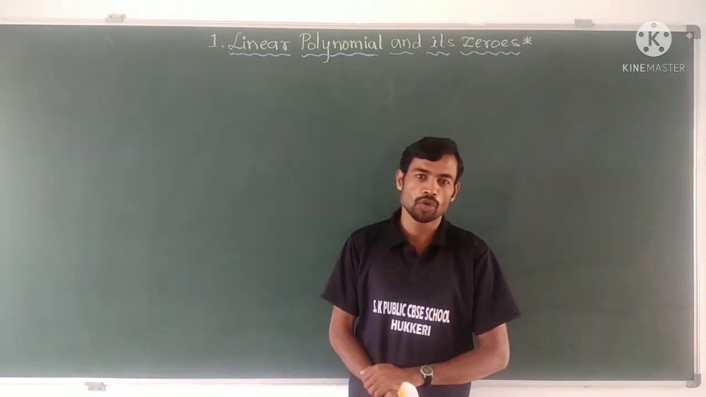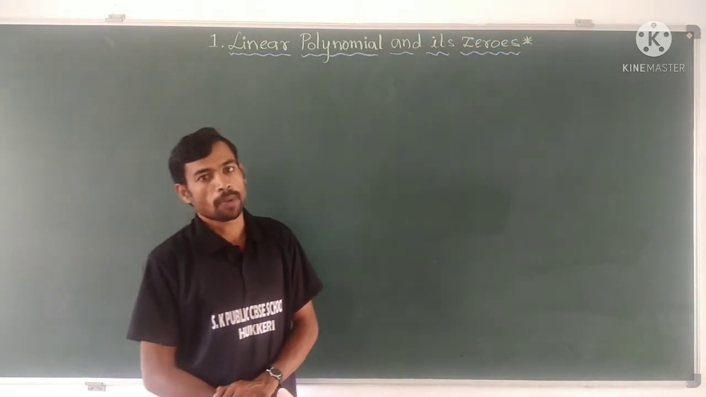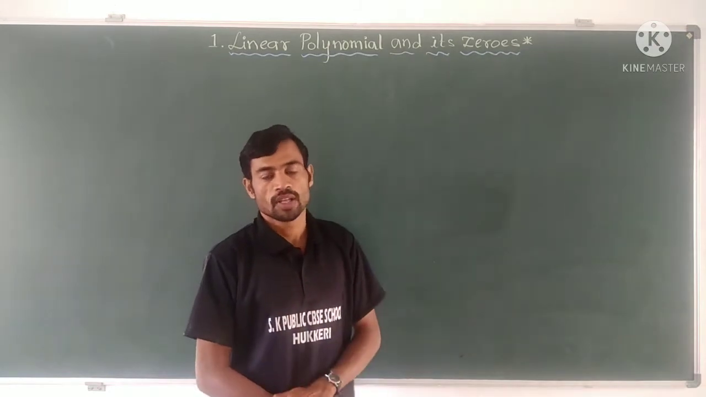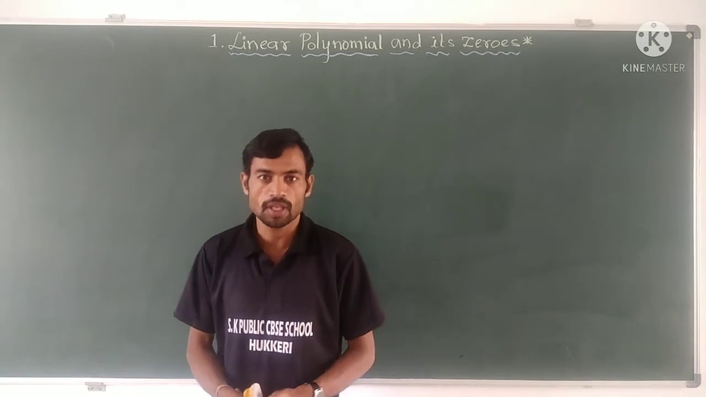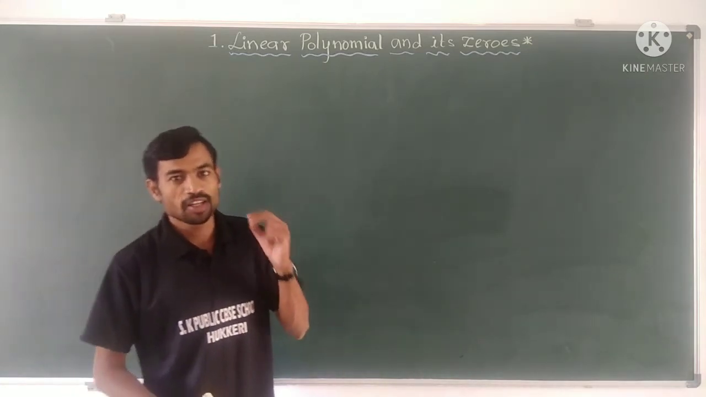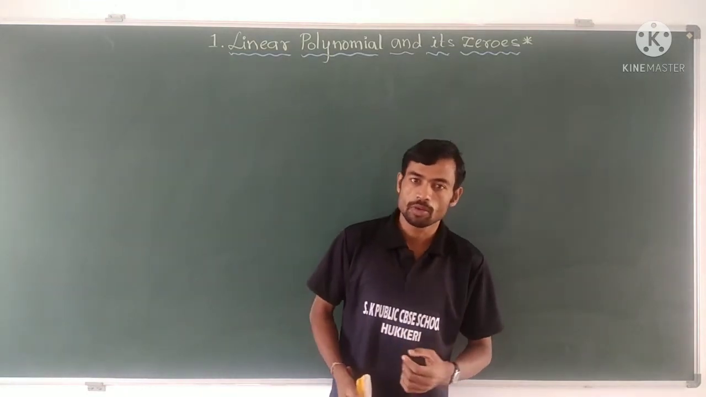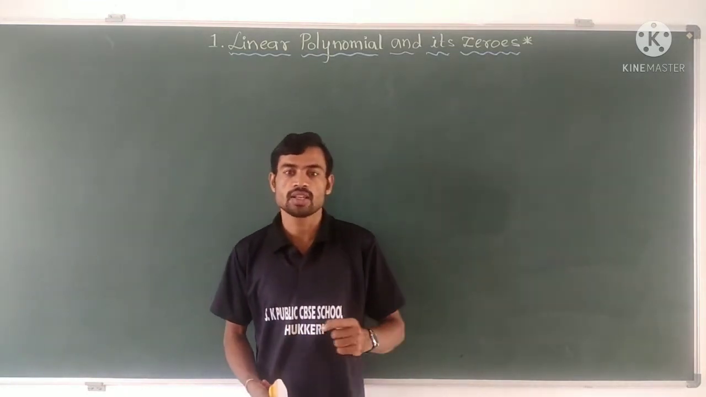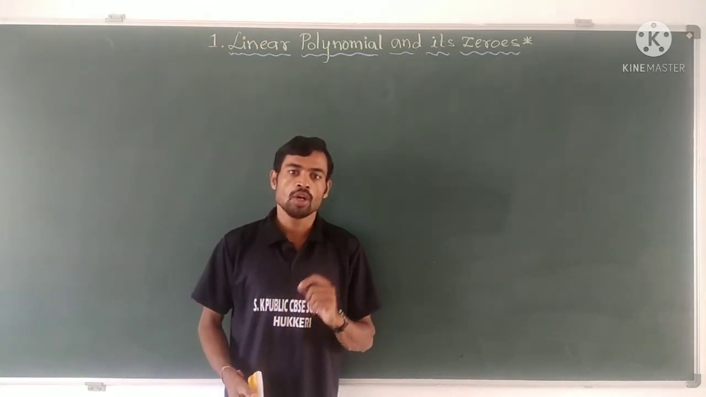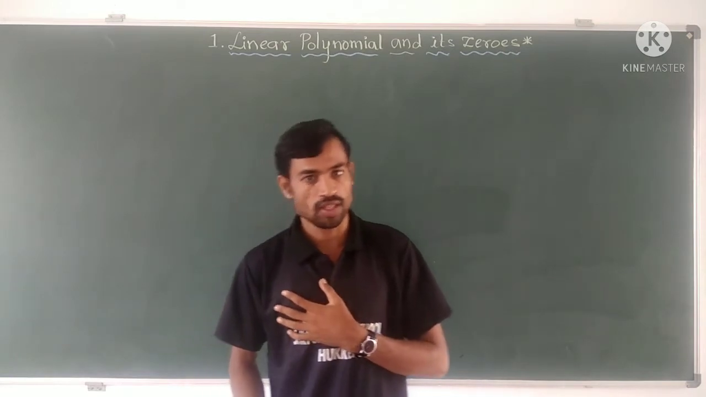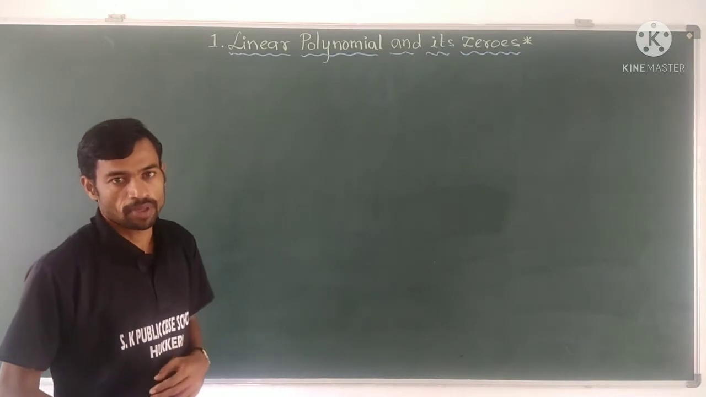So what are linear polynomials? The polynomials with degree 1. Degree means the power of the variable is 1. Then we can say it is a linear polynomial. If the power of the variable is 2, if the degree of the given polynomial is 2, then we can say it is a quadratic polynomial. And the next one is a cubic polynomial. A cubic polynomial is a polynomial whose degree is 3. Clear? All these things we discussed in the previous class.